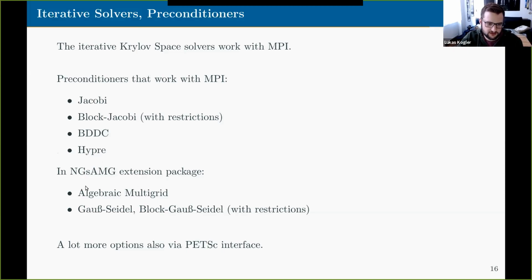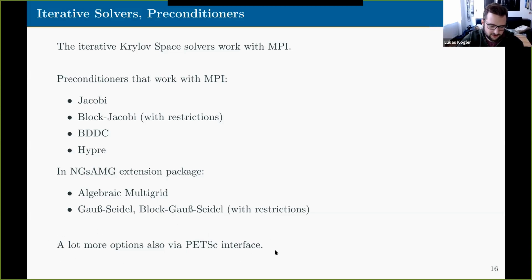Then there is a small package I am developing, which is called NGS AMG, which contains algebraic multigrid for H1 and elasticity problems. And here you also can do multiplicative Gauss-Seidel and block Gauss-Seidel, again with the same restriction of blocks crossing domain boundaries, instead of only additive here. So you can install this as an extension.